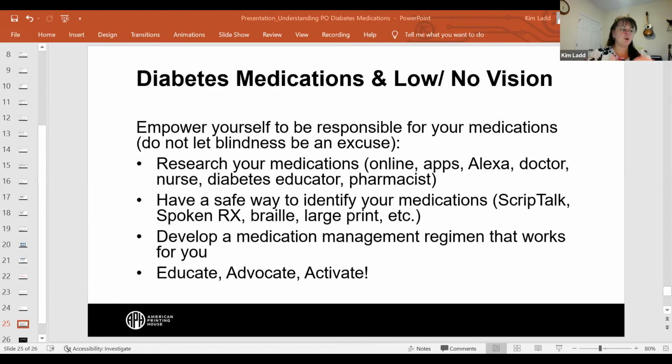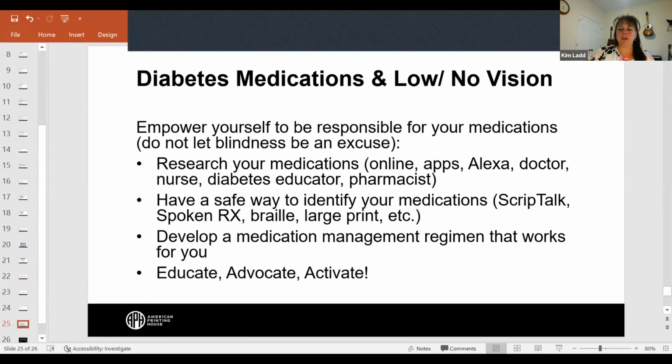But, work with your blindness training program in your state, or your doctor or your diabetes educator on a regimen that will work for you. Just because you're blind does not mean that you cannot independently manage your medications. And then I charge you with educating, advocating, and activating. So educate yourself about your medications, advocate for yourself with your doctor and your pharmacist, and activate your medication management system.